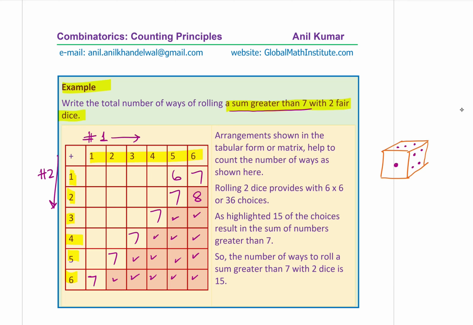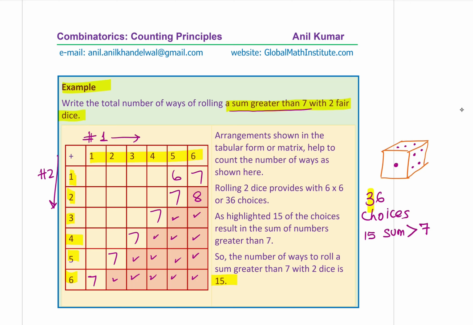We can just count them. And once you count, you see that there are 15 of these. And therefore, there are 15 ways of getting more than a sum of 7 when 2 dice are thrown. There are 36 choices in all, right? 6 times 6, so there are 36 choices, out of which 15 have a sum greater than 7. Is that clear to you? So that is how you could easily sketch and get your answer.